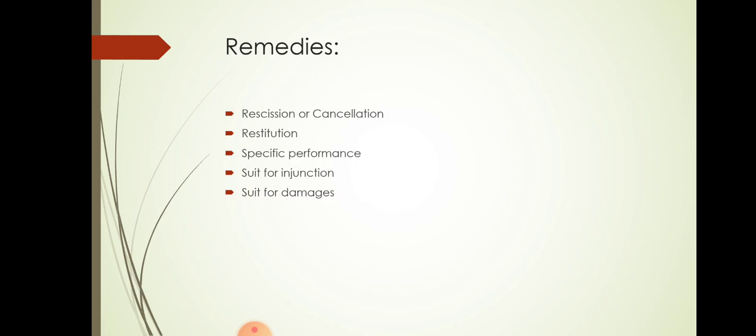Next is suit for damages. A person who commits a breach of the contract must make compensation to the injured party. A monetary compensation awarded to the injured party is termed as damages. The primary purpose of awarding damages or compensation is to put the injured party in as good a position as he would have been if performance had been rendered as promised. Damages for the breach of contract are meant to compensate the injured party so far as money can do so.